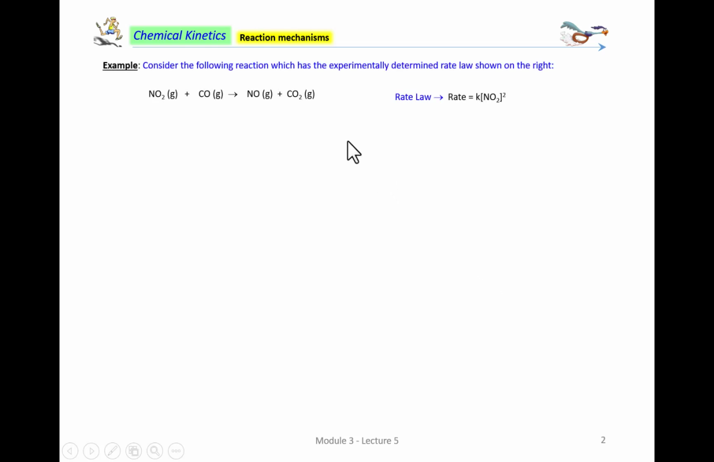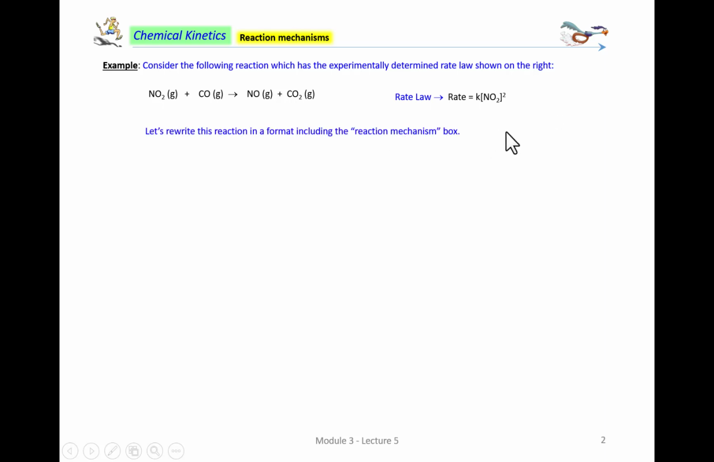Now let's consider the following reaction, which is simply nitrogen dioxide reacting with carbon monoxide, CO, to form nitrogen monoxide, NO, and carbon dioxide, CO2. You can see what's going on here overall is that an oxygen atom is being transferred from NO2 to CO. Now the rate law experimentally has been determined to be rate equals k times the concentration of NO2 squared. So experimentally, this reaction shows no dependence on the concentration of CO, but a squared dependence on the concentration of NO2.